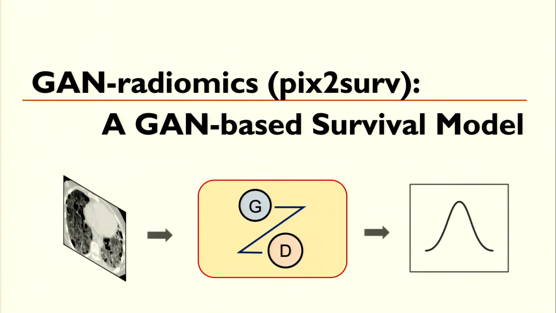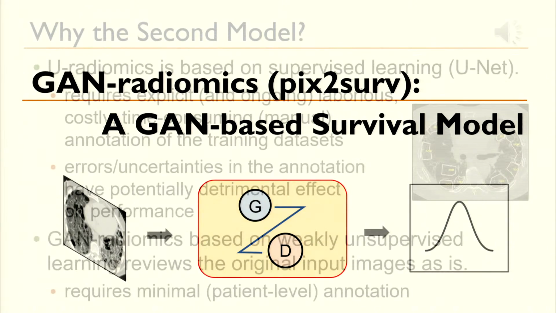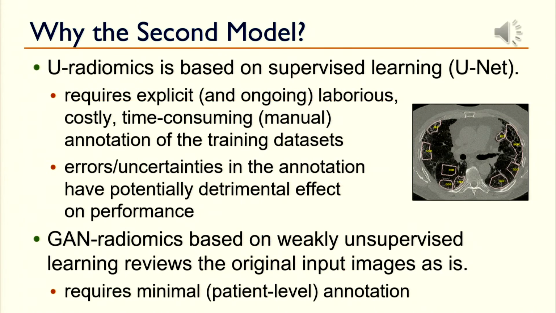Next, we will introduce our second AI imaging biomarker. This is a weakly unsupervised GAN radiomics model, which we also call PIX2-SERV. As the name suggests, the model is based on a generative adversarial network. So, in the previous section, we saw that the radiomics model already works quite well. Why would we need a second prediction model? Well, there are several reasons.